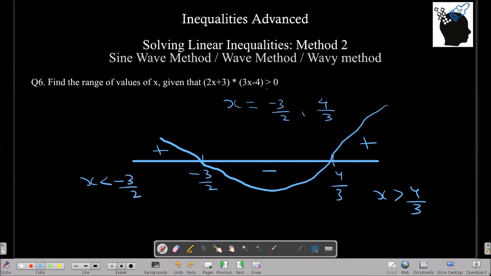If the question was greater than or equal to 0, then we need to check the boundary condition. That means I need to put x is equal to minus 3 by 2 in this and check whether it satisfies or not. Similarly, I need to put x is equal to 4 by 3 in this and check whether it satisfies or not. In both of those cases, it will satisfy. So our solution will change to x is less than or equal to minus 3 by 2 and x is greater than or equal to 4 by 3. Let's try one more.